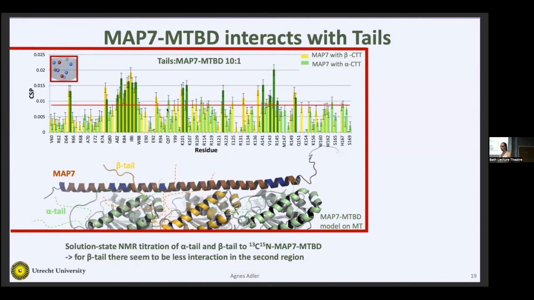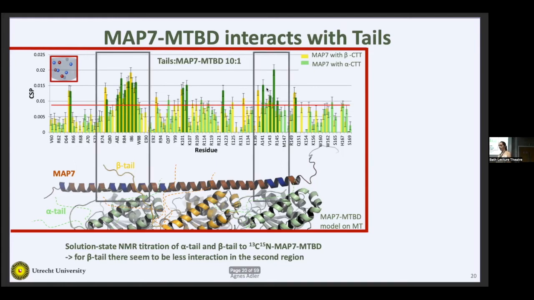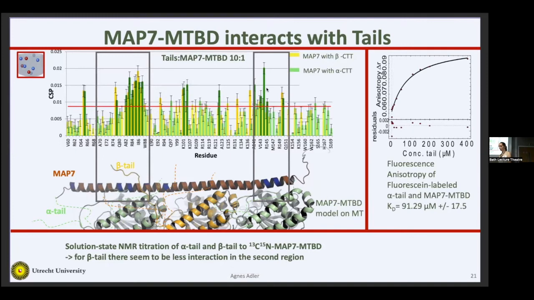By comparing the alpha and beta C-terminal tail, beta in yellow and alpha in green, we see that the interaction seems to be similar for the first probable binding region, but less for the second, especially for the beta C-terminal tail. So this is a weaker binding, which we also verified with techniques like fluorescence anisotropy or ITC that I don't show here.